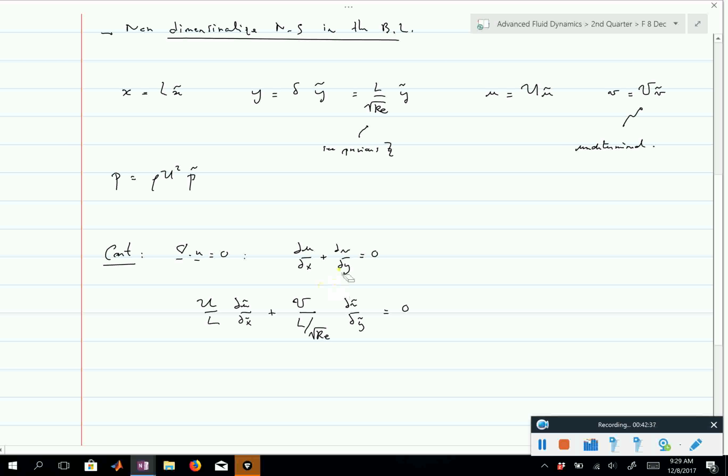So from there you can deduce a scaling. If this is to be equal to 0, then those two terms, the derivative in the x direction and the derivative in the y direction, they need to be on the same order. Otherwise they can't cancel. Otherwise it cannot be equal to 0. And therefore you get a scaling that U divided by L has to scale with V divided by L divided by the square root of your Reynolds number. And therefore you directly get a scaling for V, which will scale with U divided by the square root of your Reynolds number. So you expect V to be small.